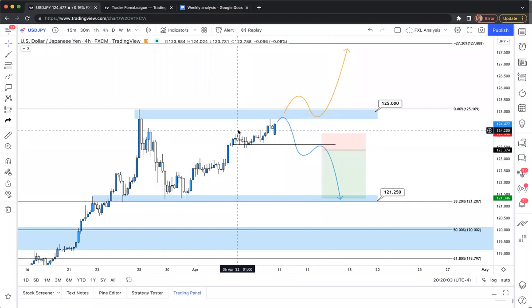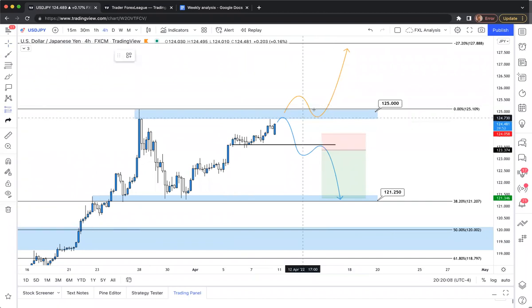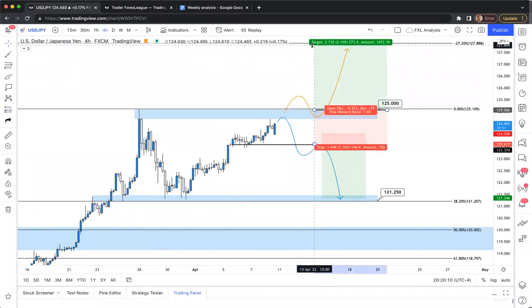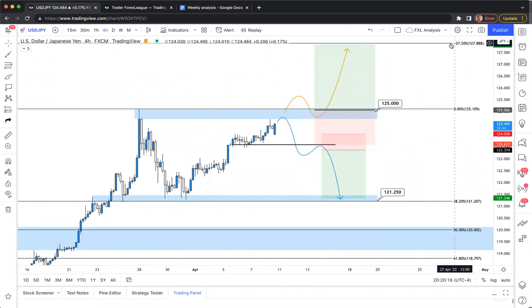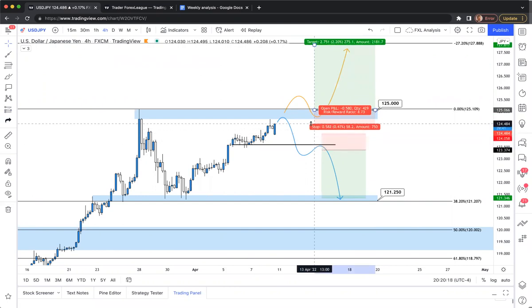Just got to see how it handles this 125 zone. We could also mark up the long scenario. If it breaks above, nice continuation to the upside. We're looking at 275 pips up to our negative fib level. And then we would have about a 55, 60 pip stop loss, putting us over 4.5 to 1. So this is pretty solid.